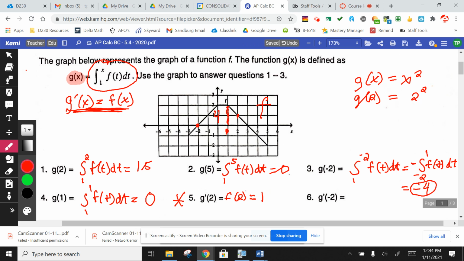So g primed of 2, if g primed is the same as f, let's actually label that because I like you to label these graphs. So now not only label this as f, but now say that this could also be defined as g primed. In this case, g prime is the same as f. They're equivalent to each other. So g primed of -2 is the same as f of -2. So we come over here, here's the graph of f. Over here at -2, we have a value of 0.